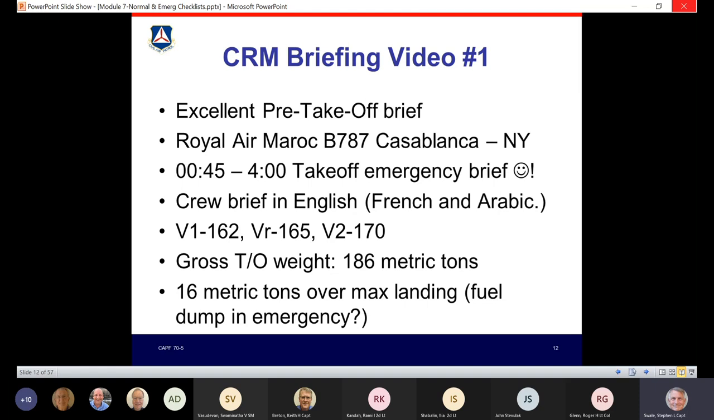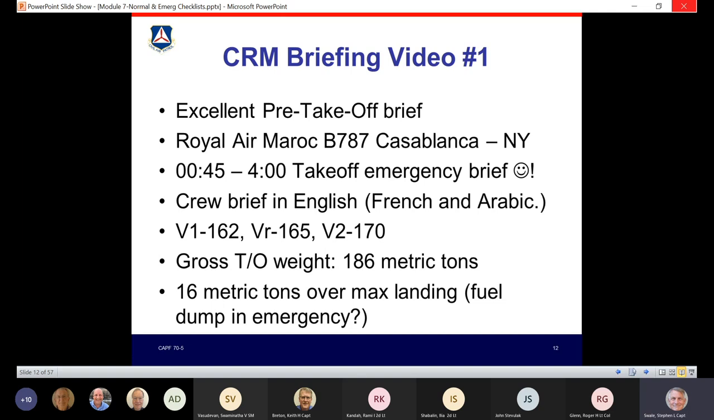This is a cargo flight. It's a Royal Maroc airline, a Boeing 787 out of Casablanca to New York. On this airplane, the crew are briefing in English because that's what they use when they operate. It's pretty obvious to me that they're French and Arabic speakers as far as their native language. I want to call out a few details here of interest.